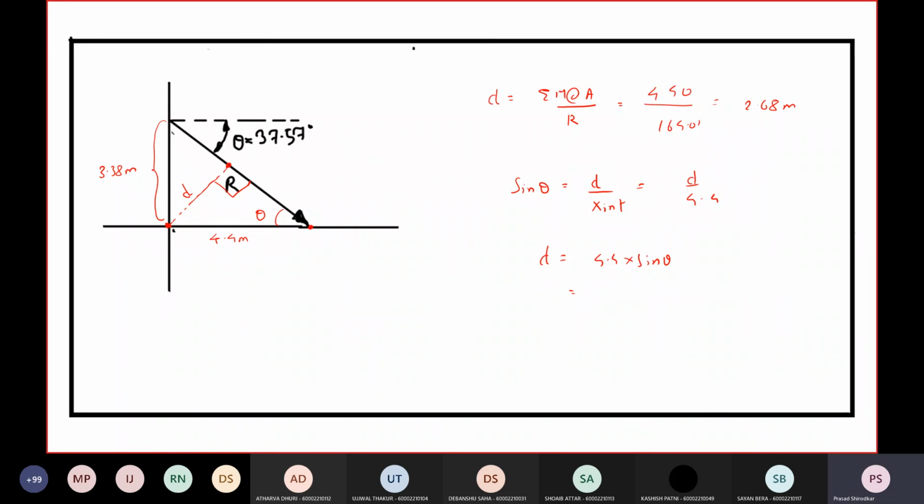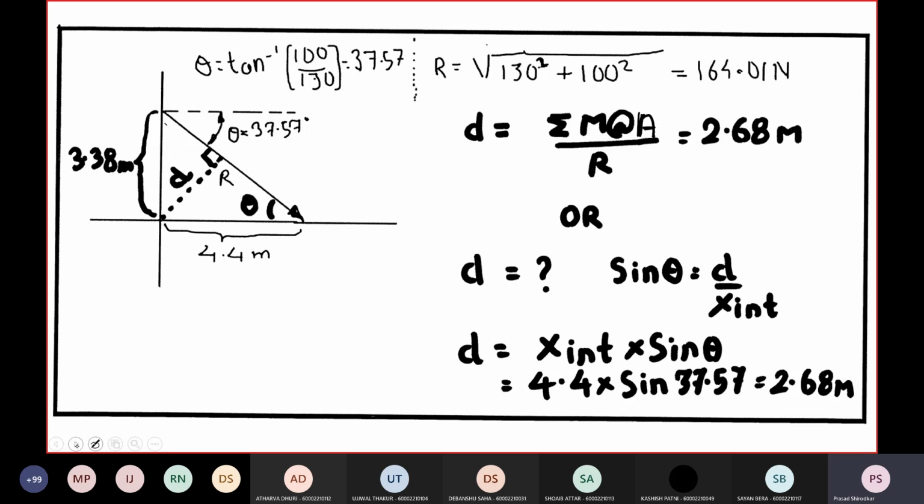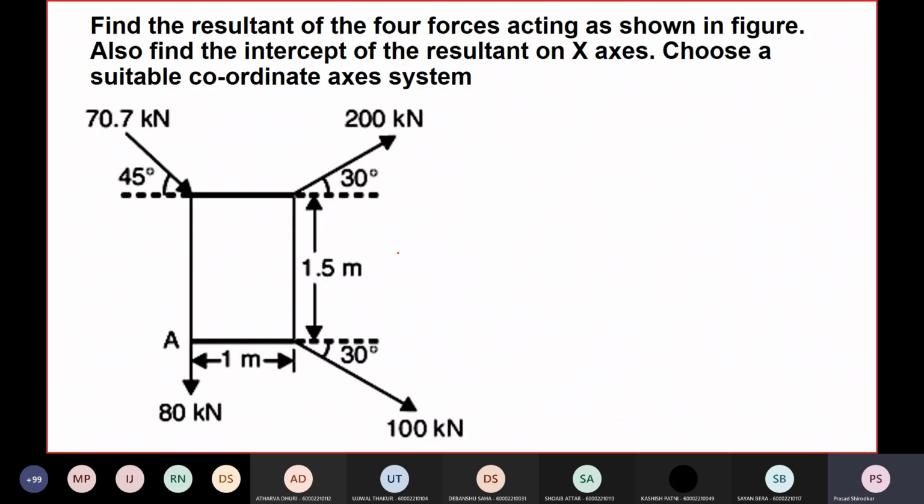I hope everybody has followed the last step, what we did. If you have any questions, please ask immediately. Yes, how much are you getting? Same answer, same value, sir. Okay, so we are getting the same answer. You should get the same answer. That is 2.68. So there are multiple ways to arrive at the answer. Use the method which is most suitable to you.